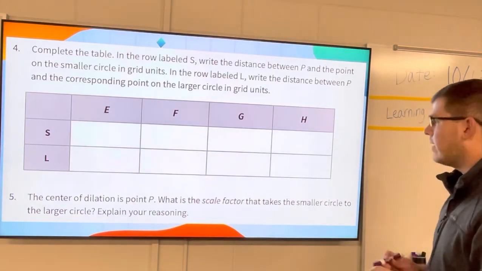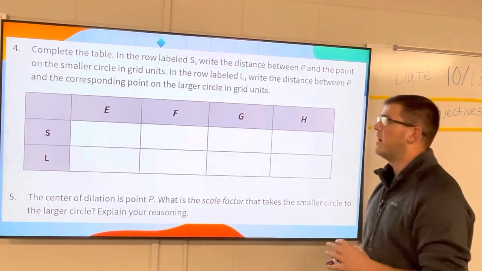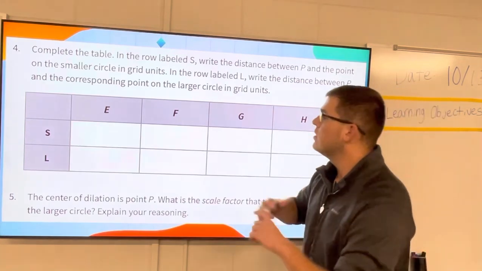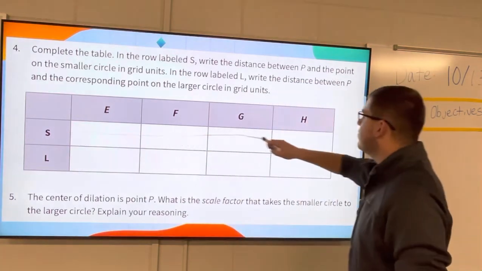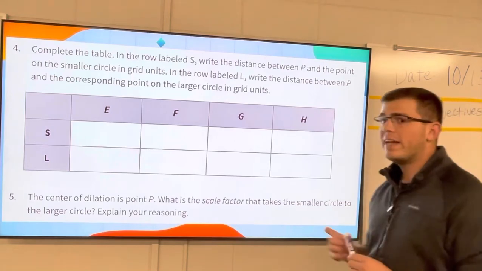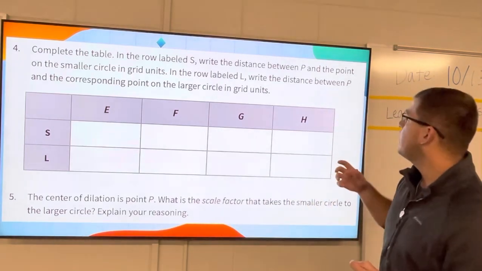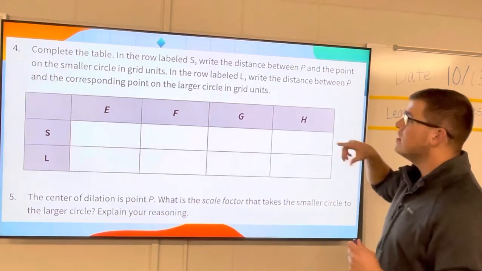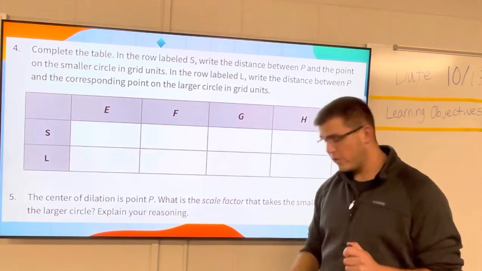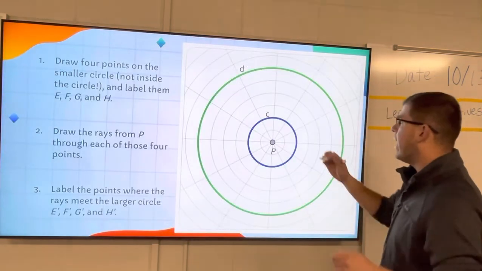Okay, when you've done that, I want you to complete this table in your notes now. In the row labeled S, so that's all of these right here, I want you to write the distance in units between that center of dilation P and the point on the smaller circle in grid units. Okay, so let's go back.